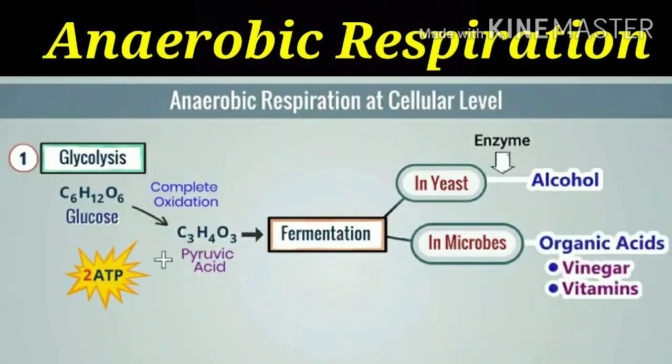Second type, anaerobic respiration. Anaerobic respiration takes place without oxygen. Glucose is converted into ethanol in plants or lactate in some bacteria. The equation for anaerobic respiration is carbohydrate gives carbon dioxide, ethanol, and energy, that is ATP.